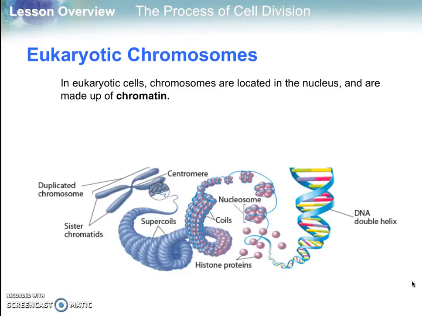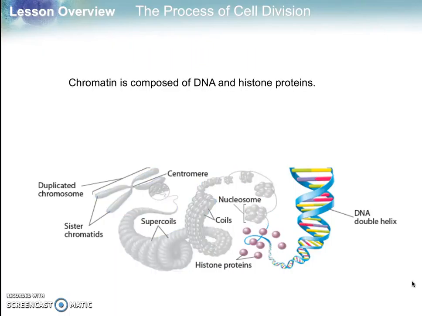In eukaryotic cells, chromosomes are located in the nucleus, and they are made up of something called chromatin. Chromatin is composed of DNA and histone proteins. You can see the DNA double helix is getting smaller, and then it wraps itself around the histone proteins. The histone proteins then coil around each other and then supercoil into the chromosomes. As you can see, the center of the chromosome is called the centromere, and each chromosome that is duplicated is made out of two sister chromatids.